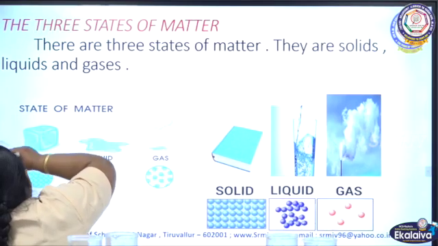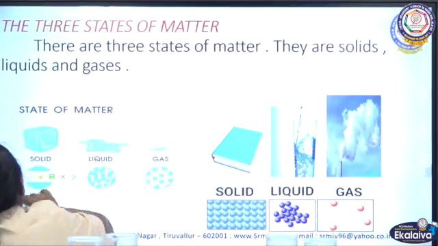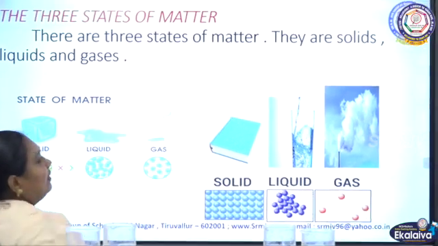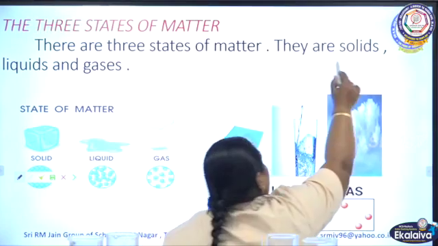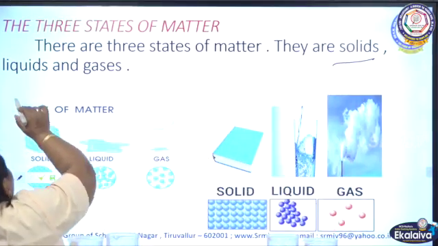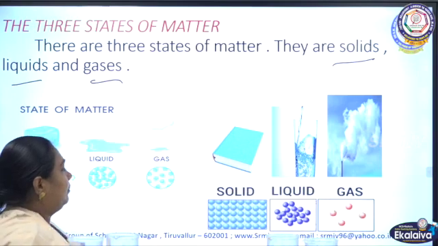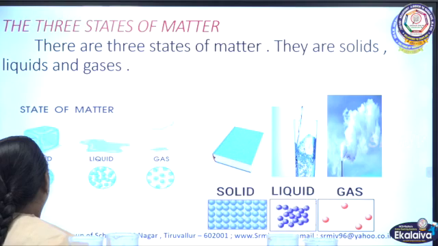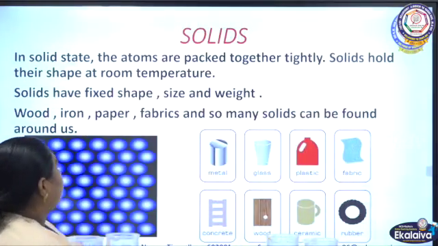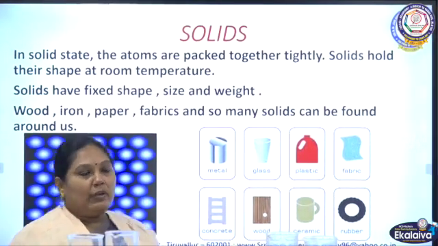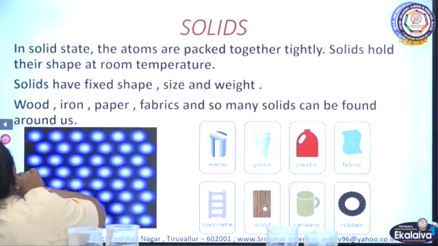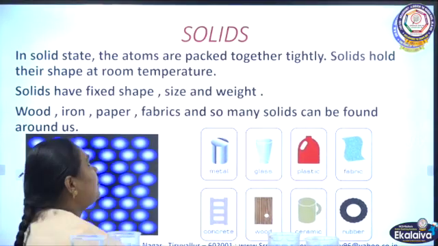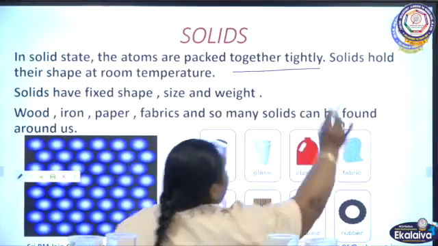Next we can see about the three states of matter. The three states of matter are solids, liquids and gases. The arrangement of molecules: we can see about the solid. In a solid, the atoms are packed together tightly.